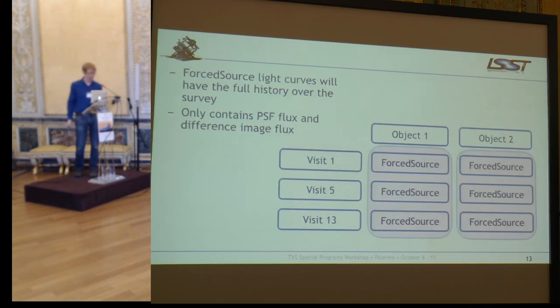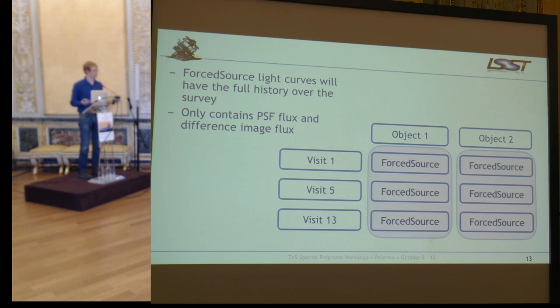So just to illustrate, we have one force source for each object, for each visit that overlaps it, and you should be able to just easily pull out all the force source measurements for my favorite object. So the typical workflow we expect is that the object will have the same sort of variability characterization numbers that we provided for in the alert production.